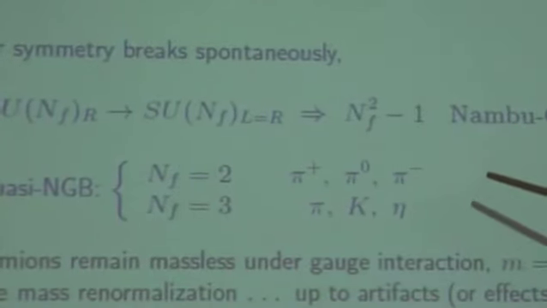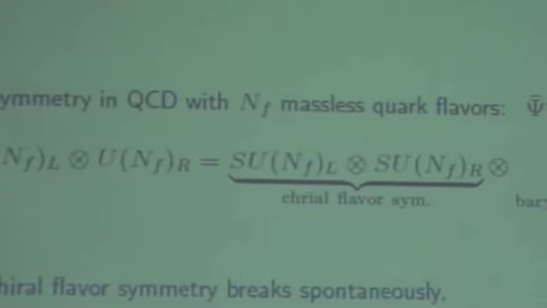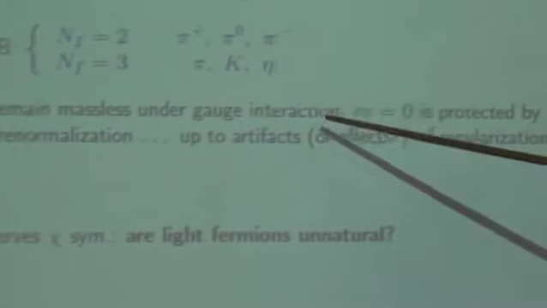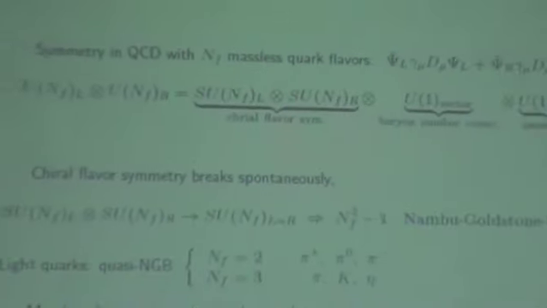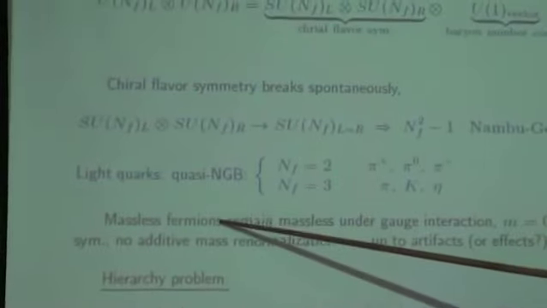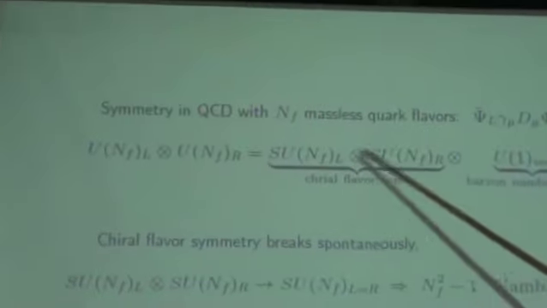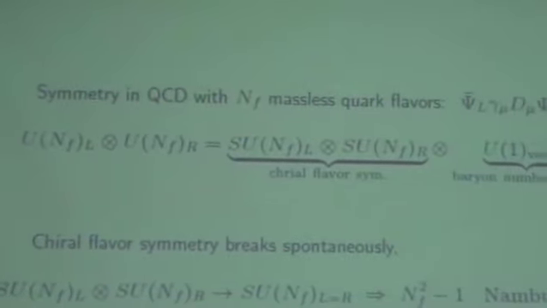And 't Hooft first gave this explanation that if you split off these phase factors and only consider the SU(N) part, then you get exactly the right picture. So we have the massless fermions. They remain massless under gauge interaction because this symmetry here doesn't change. So there cannot be a renormalization effect which gives the fermions a mass thanks to this symmetry. This is a very important property.